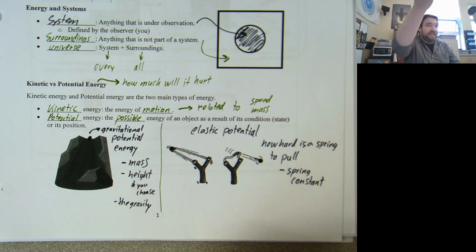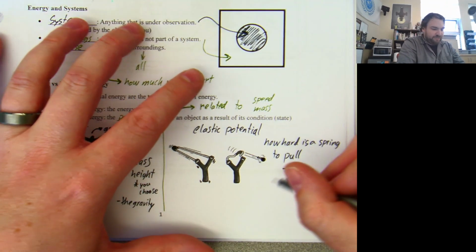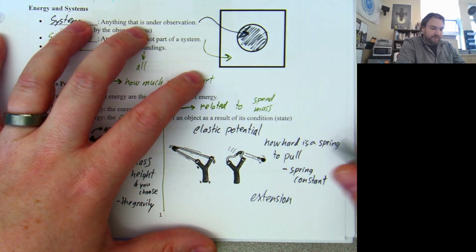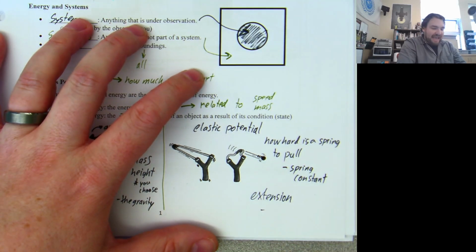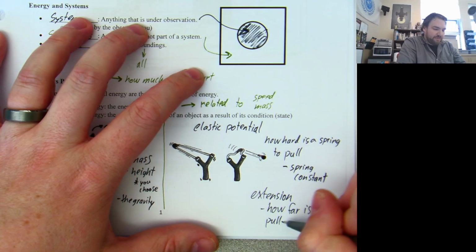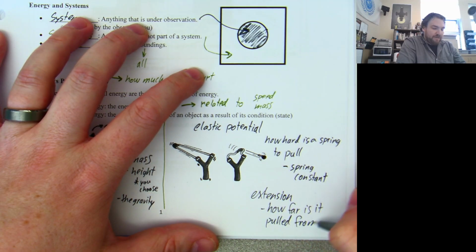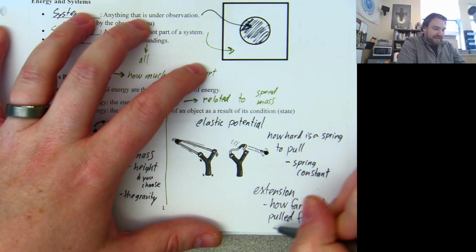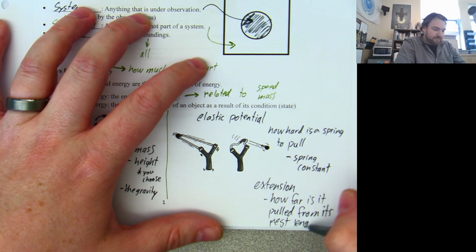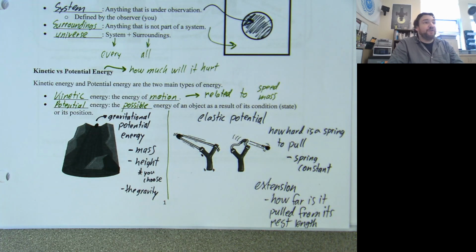And then the other thing is what Jedediah demonstrated, the extension. The extension is how far it is pulled from its rest length. The further it's pulled from its rest length, the more concerning it should be. And so it's a combination of these things.